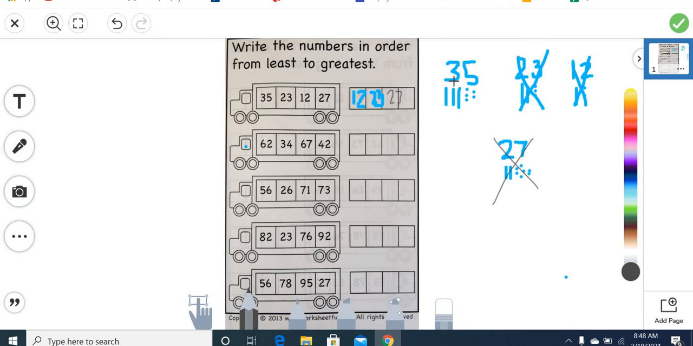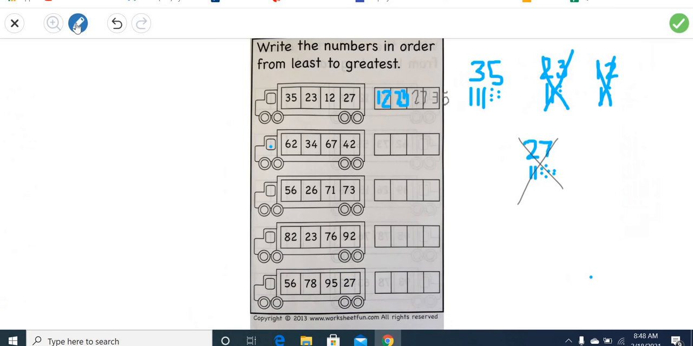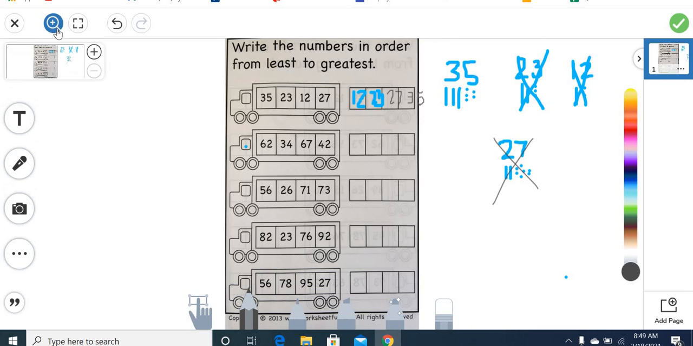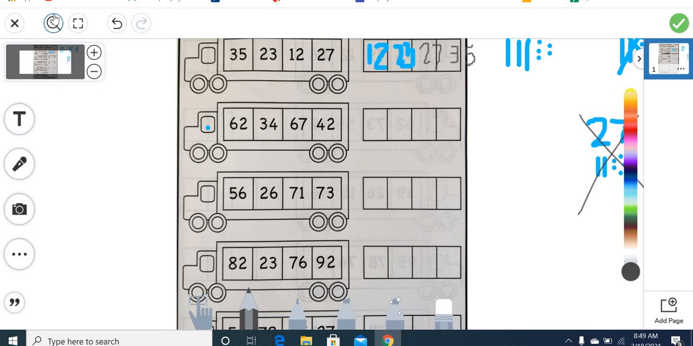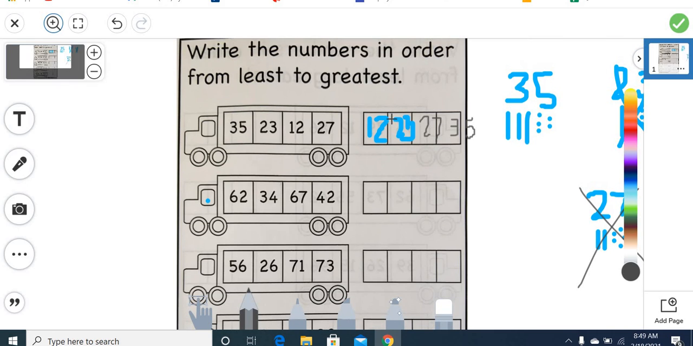And then the only number that I have left is 35, so I'm going to write 35 in this other box. Do your best with the boxes. If you need to write them over to the side a little bit, that's fine. And you can also use this handy dandy magnifying glass. If you need it to be bigger, you can always click on this little magnifying glass that makes everything bigger. And then you can move up and down to write.